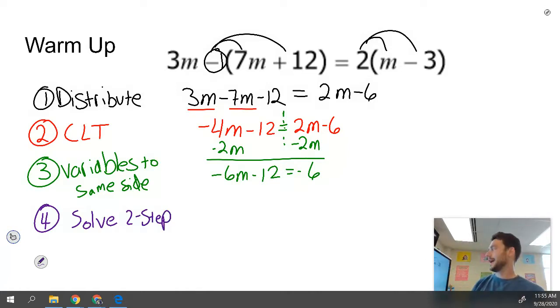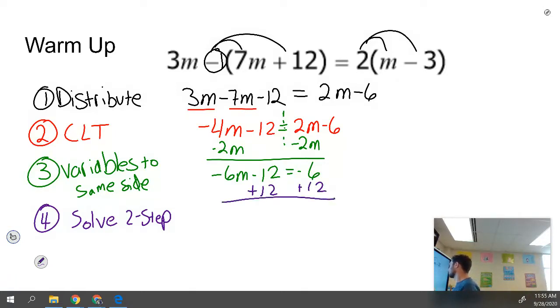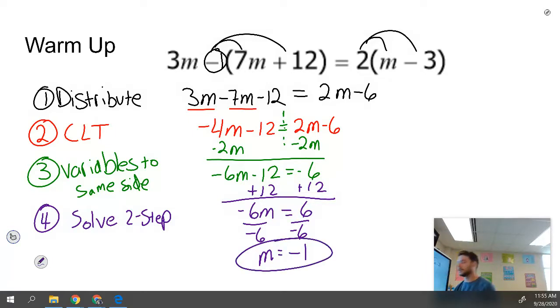We almost always add or subtract our constant over first. So deal with that positive or that -12 first. If I do it to one side, I have to do it to the other. -6m is equal to a +6 now, and then I'll divide by -6. M is equal to -1.